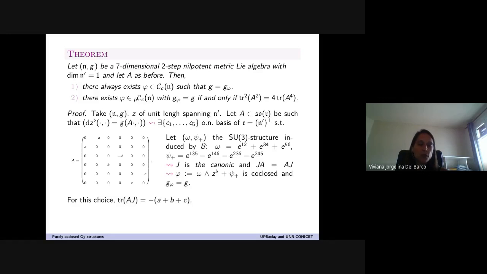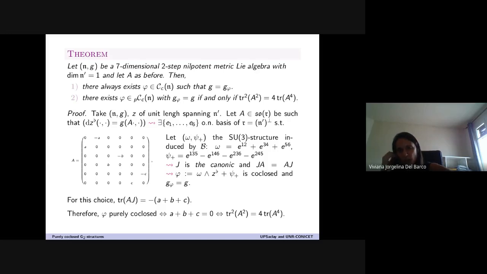And for the purely coclosed condition, we can check that the trace of I A times J is actually a plus b plus c, if A has this form. So the phi I defined is going to be purely coclosed if and only if a plus b plus c equals 0, and there is a nice condition, which is expressed in terms of the trace. You can verify that this is the same. So what we get here is that, in the lemma, we gave a condition for phi to be coclosed, and in the first point, we proved that this can always be achieved. The second one is a more restricted condition, and it says a plus b plus c equals 0.